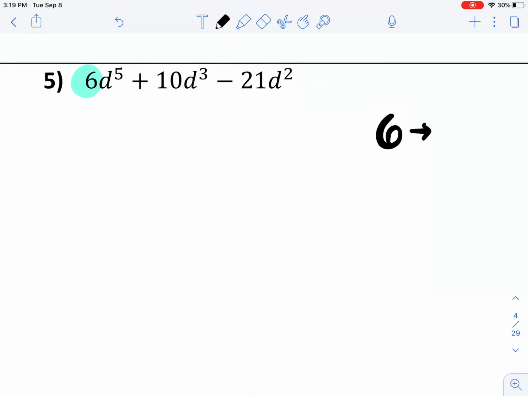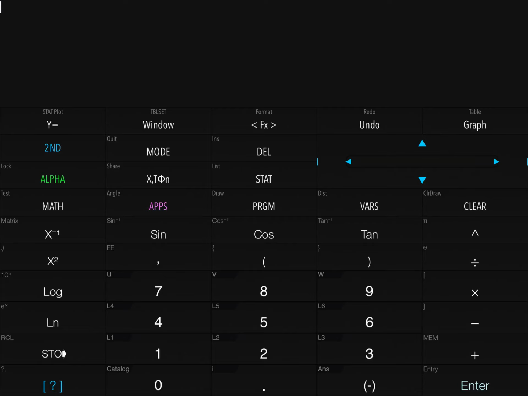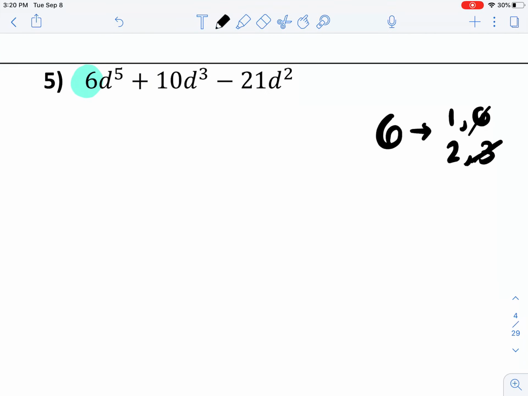So what we're going to do is break down 6 and see what other numbers we can use. You can get to 6 by doing 1 times 6 or 2 times 3. We just saw that 6 doesn't work because 6 does not go into 10. So let's try 3. Does 3 go into 10? Well, hopefully you already know that the answer is no. 3 does not go into 10, but we can prove it by doing 10 divided by 3 and see we get a decimal. So 3 is also not the GCF.